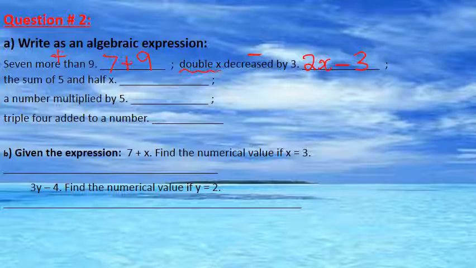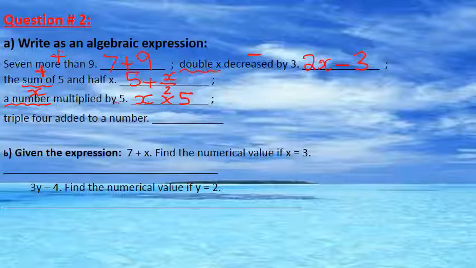The sum of 5 and half x. Sum of refers to the sign which is plus, so we should add 5 plus half x, which means x over 2. This is half x. A number multiplied by 5. A number is an unknown. We can name it by any letter we want. Suppose we name the number by x. So we have x multiplied by, times 5. So we write 5x.